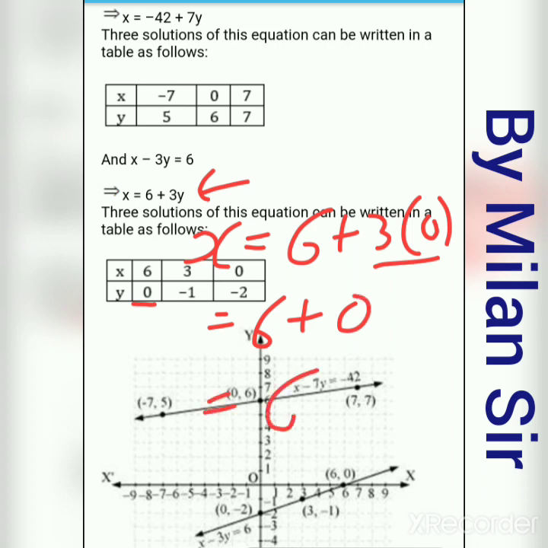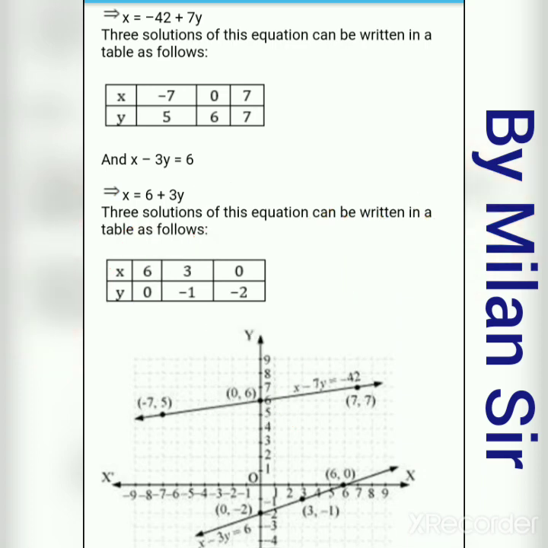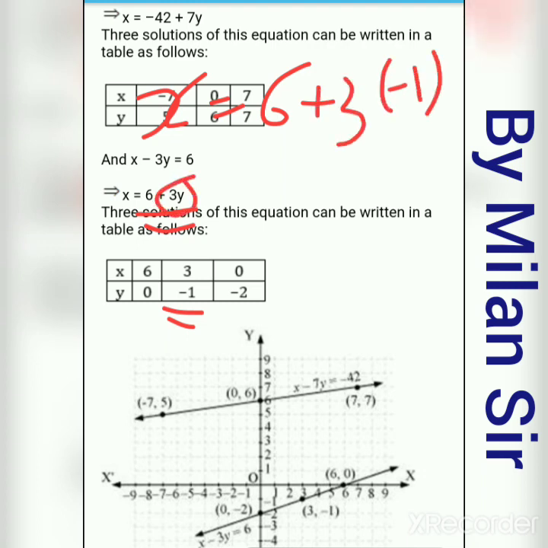So x is equal to 6. When y is equal to 0, our x is equal to 6. Now put the second value, y is equal to minus 1. So x is equal to 6 plus 3 into y. In place of y we need to write minus 1. So 6 plus minus minus, 3 ones are 3. 6 minus 3 is 3. So when y is equal to minus 1, then x is equal to 3.